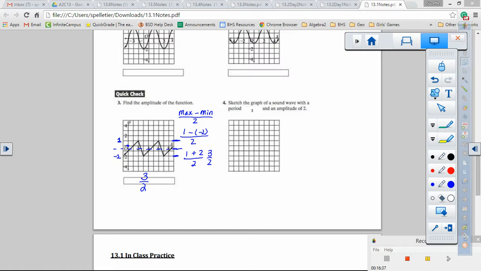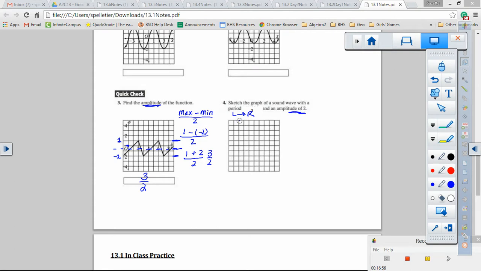Number 4 is asking us to do something, and this is challenging. This is a very challenging question. They want us to sketch the graph of a sound wave with a period of 3, so left to right, 3 units long, and an amplitude of 2. So 2 above and 2 below, 3 units long.